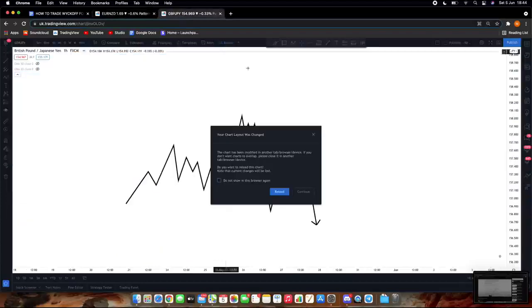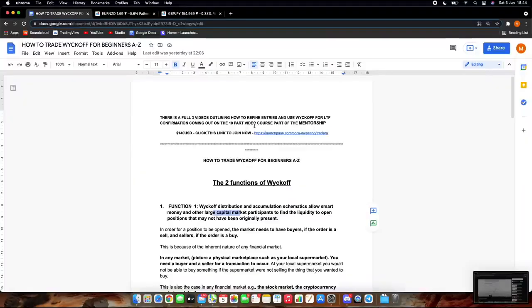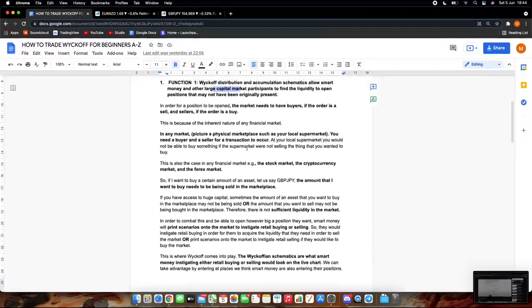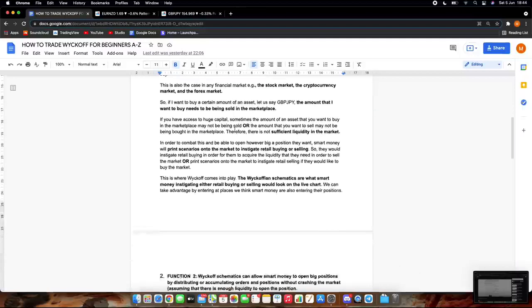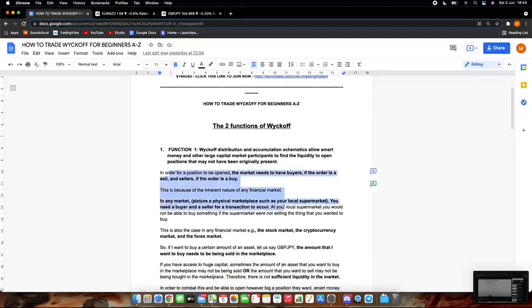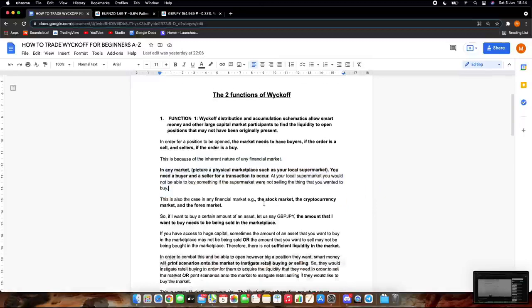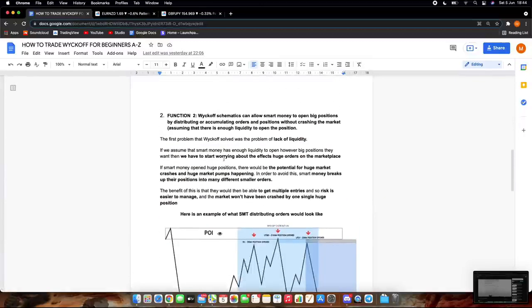So that's the first function of Wyckoff, to help smart money find the liquidity that they need for their moves in the market. I've gone into more detail here, so you can look at this when I post it in the description. The second thing that Wyckoff does, I'll read this out word for word again: Wyckoff schematic can allow smart money to open big positions by distributing orders and positions without crashing the market, assuming that there's enough liquidity to open a position.